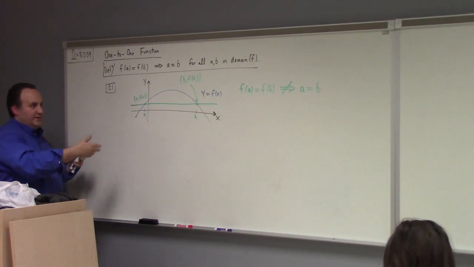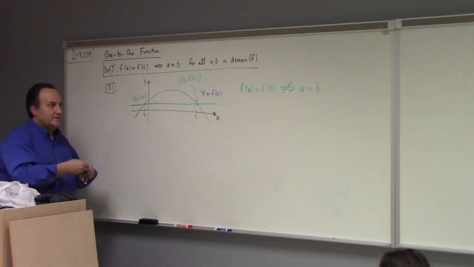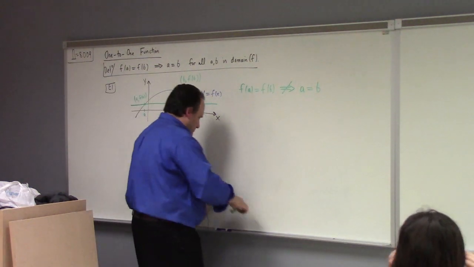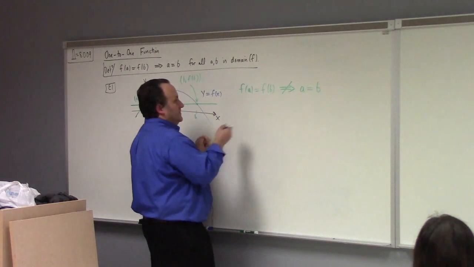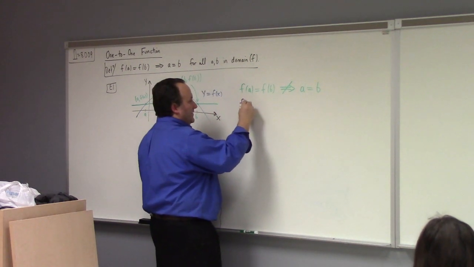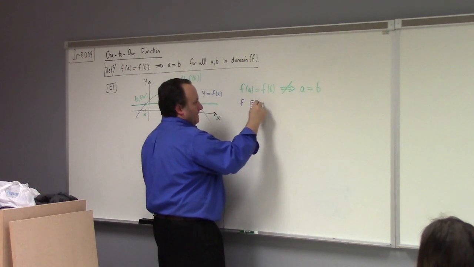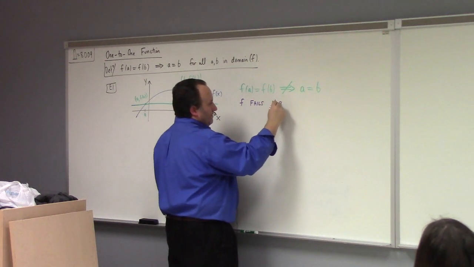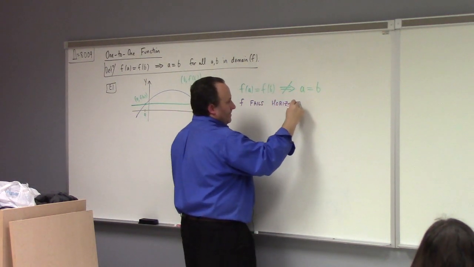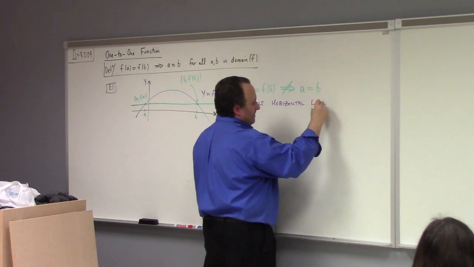And we have a name for what I'm doing right now. It's called the horizontal line test. So we'd say that f fails the horizontal line test.